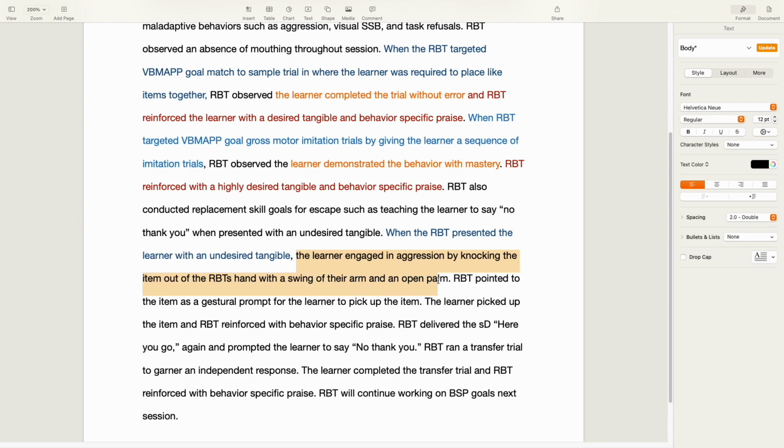Oh, you see, here's my cat. There she is. I'm sorry about that, guys. And an open palm. Oh, you guys don't even see the cat, you're looking at the screen. Sorry. Okay, and an open palm.